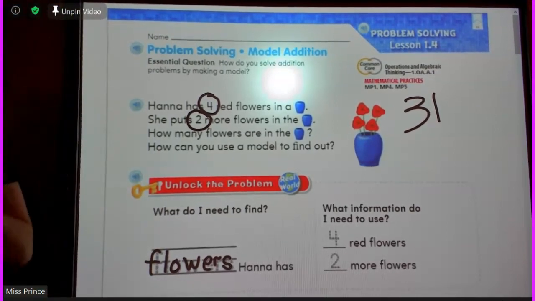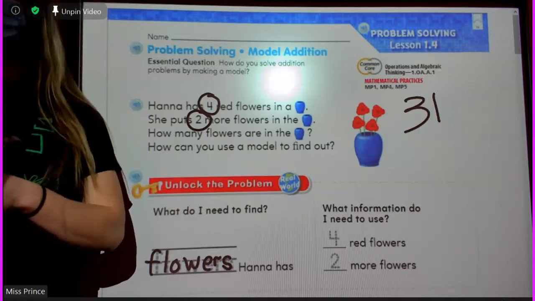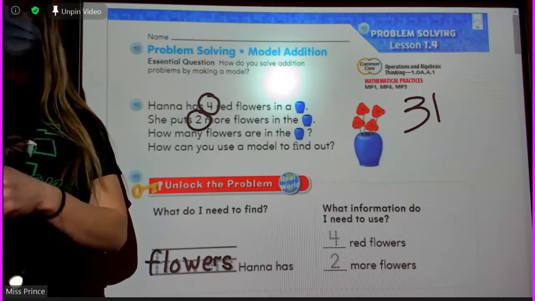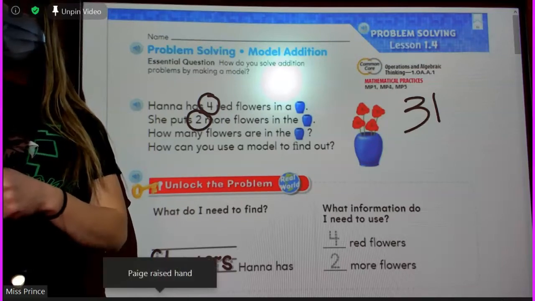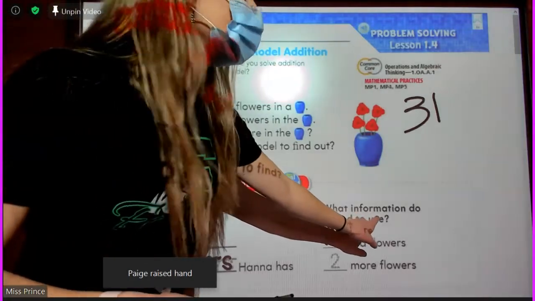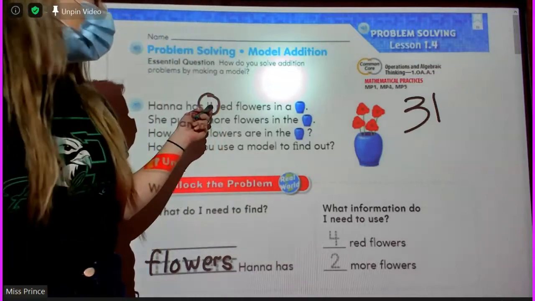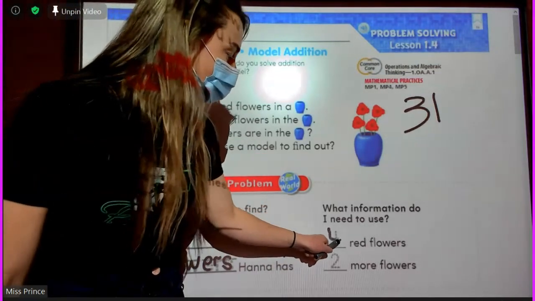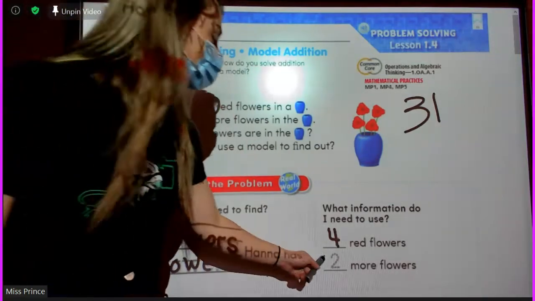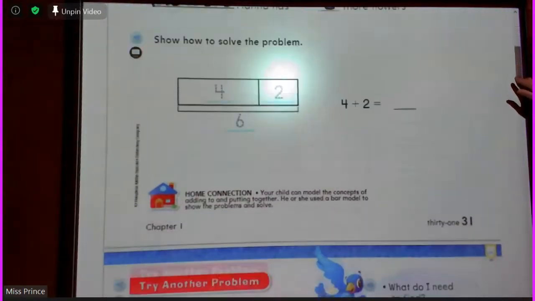Pencil up, that lets me know you're ready for next step. Good job, good job. Good job, Cruz. All right. What information do I need to use? We have 4 red flowers to start with. And we know that there are how many more flowers? 2 more.